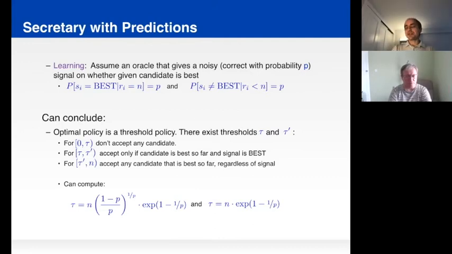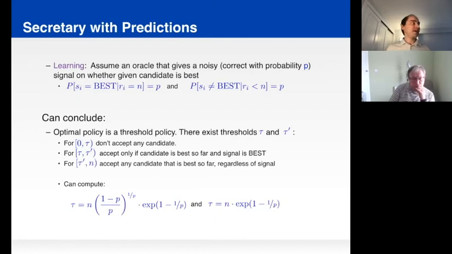Between the two thresholds, you're going to say, well, if my oracle tells me that they're the best possible, I'm going to accept them if they look to be the best so far. And then in the end, you say, well, forget about the oracle. Maybe it's wrong. Maybe it's something else. I'm running out of time. Regardless of what the oracle is telling me, I'm going to accept the best person I've seen so far.